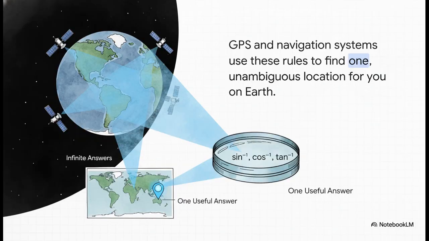And look, I know this can feel like just abstract math stuff for a test, but it's not. Think about your phone's GPS. It's using trigonometry and signals from satellites to figure out exactly where you are. It needs one answer. It can't tell you that you might be in Ohio or you might be in Argentina. It uses these exact rules, these restrictions, to pinpoint your one single, unambiguous location on Earth.